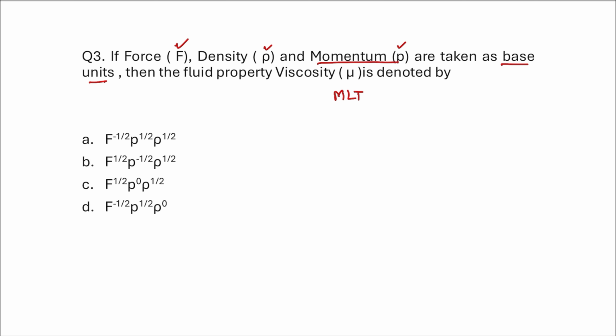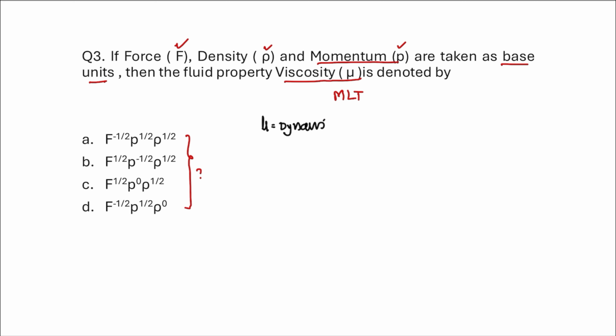Then the fluid property viscosity is denoted by, answer A is F to the power of minus half, P to the power of half, rho to the power of half. B, F to the power of half, P to the power of minus half, rho to the power of half. C, F to the power of half, P to the power of 0, rho to the power of half. D, F to the power of minus half, P to the power of half and rho to the power of 0. We have to find out which one is correct. What are the dimensions of which quantity we have to find? It is viscosity, mu. It is dynamic viscosity.